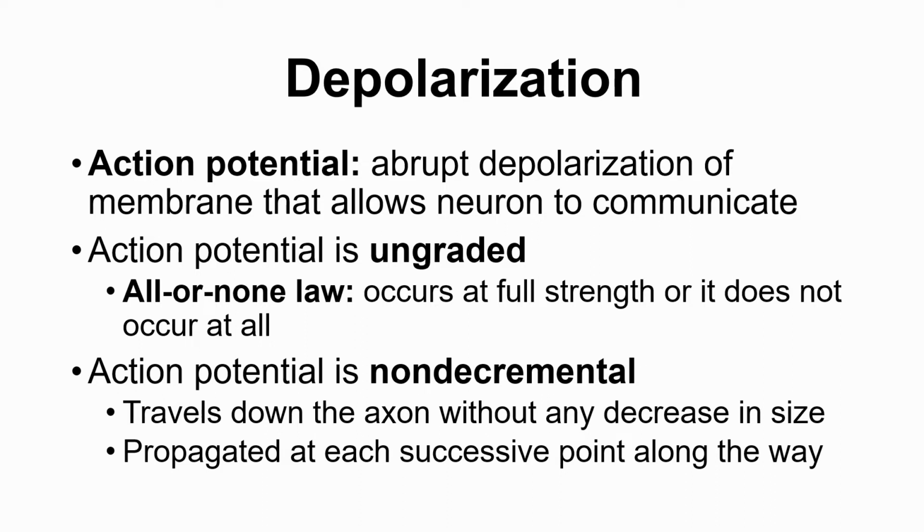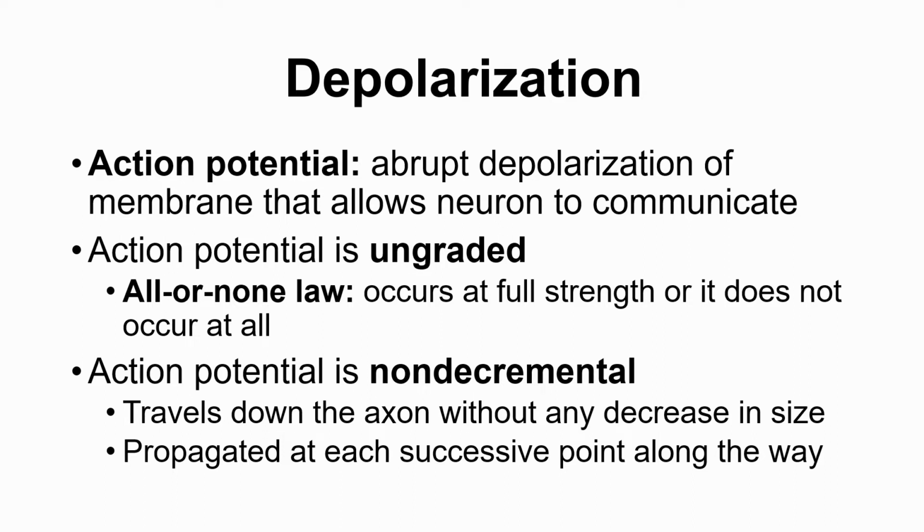membrane above that threshold. So we might say also that an action potential is non-decremental, which means that it's going to travel along the axon without any decrease in size. So this is actually the trait that allows action potentials to transmit that signal along the full length of an axon, no matter how big the cell is.